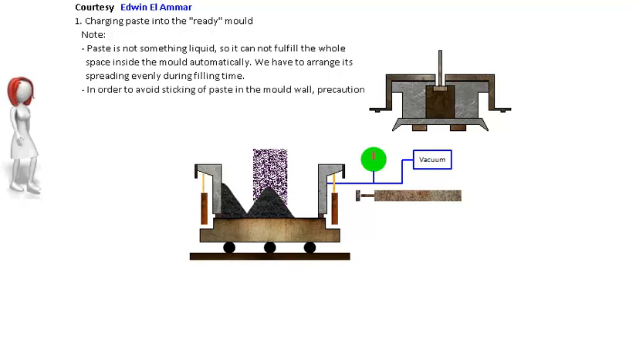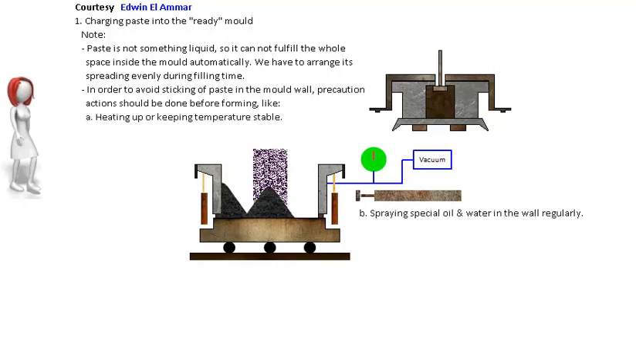In order to avoid sticking of paste on the mold wall, precautionary actions should be done before forming, like: A. Heating up or keeping temperature stable. B. Spraying special oil and water on the wall regularly. C. Removing residue in the mold from the previous forming.